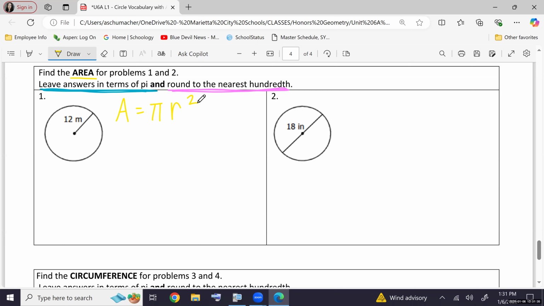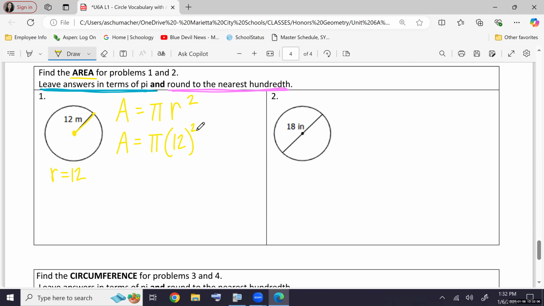R is your radius. So looking at our picture, we see we have a segment that goes from the center of the circle to the edge. So this is our radius. Center to the edge is your radius, so our radius is 12. So we are going to substitute that directly into our area formula. Area equals pi r squared, so area equals pi times 12 squared.